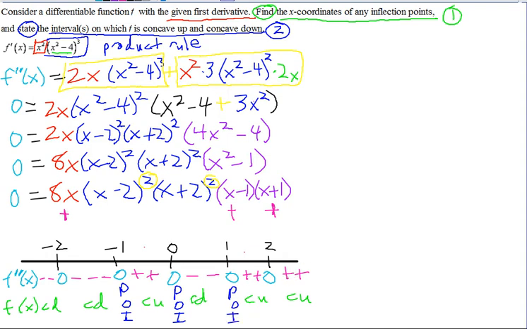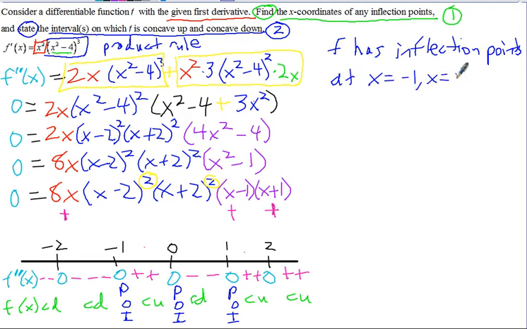So in this case, out of our 5 possible points of inflection, only 3 of them turned out to be inflection points. So we can say f has inflection points, same thing as the points of inflection, at x equals -1, x equals 0, and x equals 1.